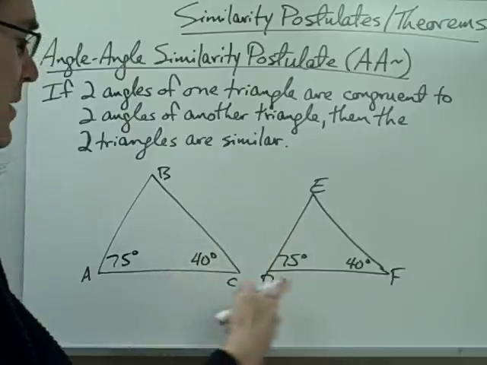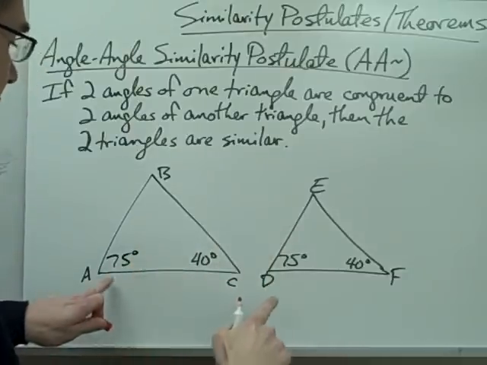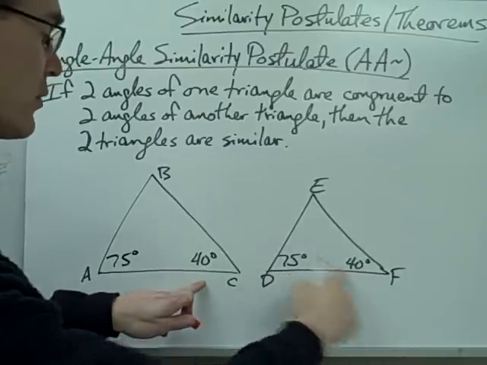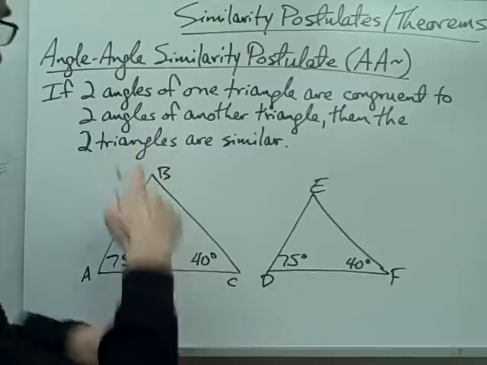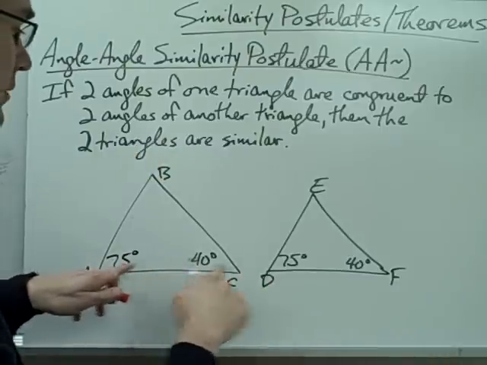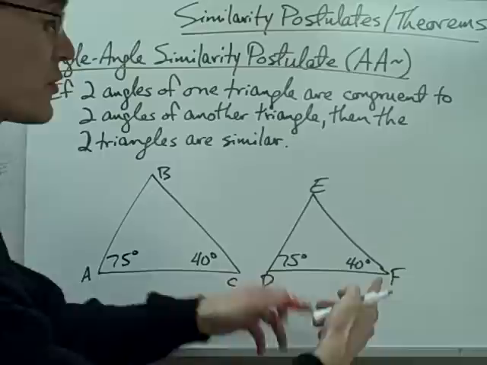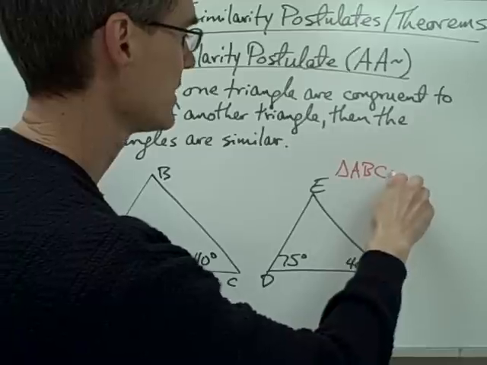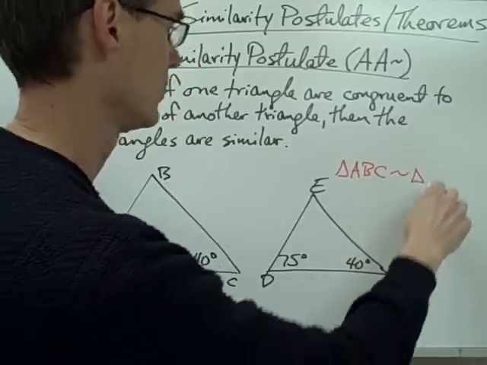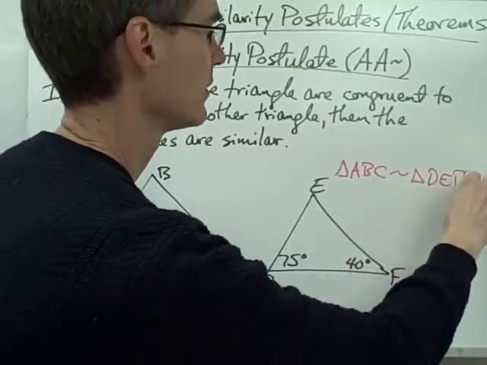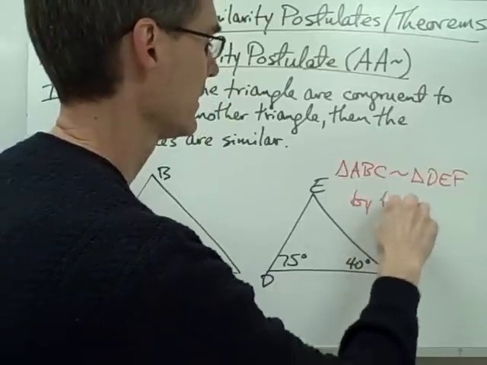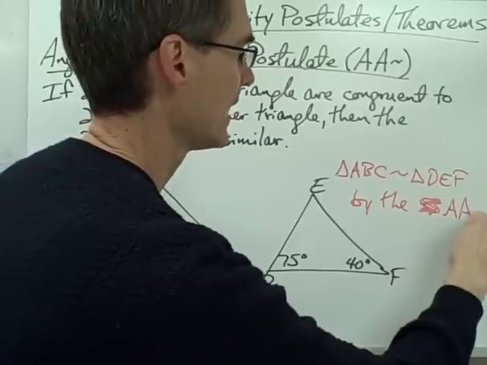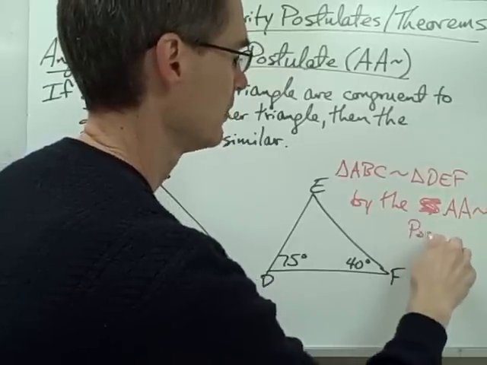Here I have two triangles, ABC and DEF, and I can see that this pair of corresponding angles are congruent. This pair of corresponding angles are congruent. So, since I have two angles in this triangle congruent to two angles in another triangle, then I can say triangle ABC is similar to triangle DEF by the angle-angle similarity postulate.